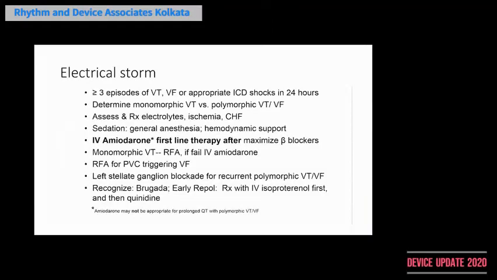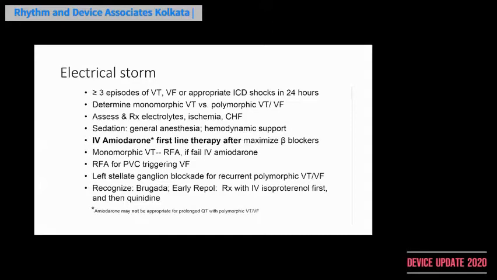Now, I have already discussed electrical storm. Electrical storm can be due to a monomorphic VT or a polymorphic VT. We have to assess the electrolytes, ischemia, heart failure. We have to sedate with a general anesthesia, hemodynamic support, amiodarone, beta blockers. And if it is not working, if it is a monomorphic VT, it is usually scar related. Then an electrophysiologist can do a radiofrequency ablation of the VT, targeting the scar, and that will result in the control of the electrical storm.